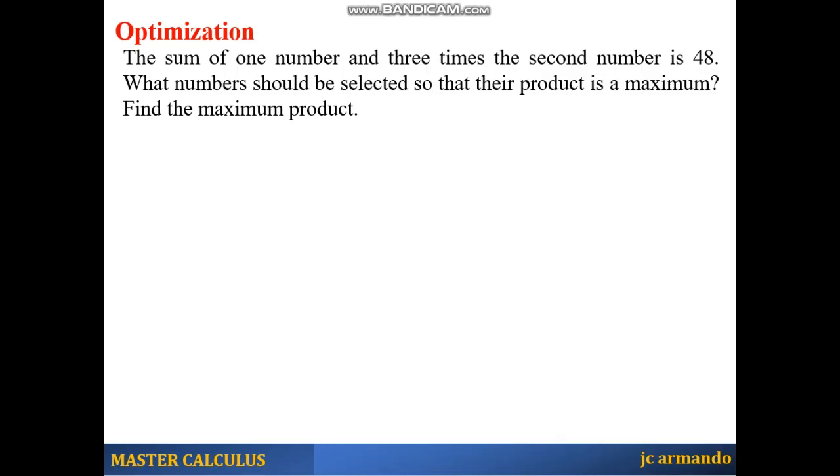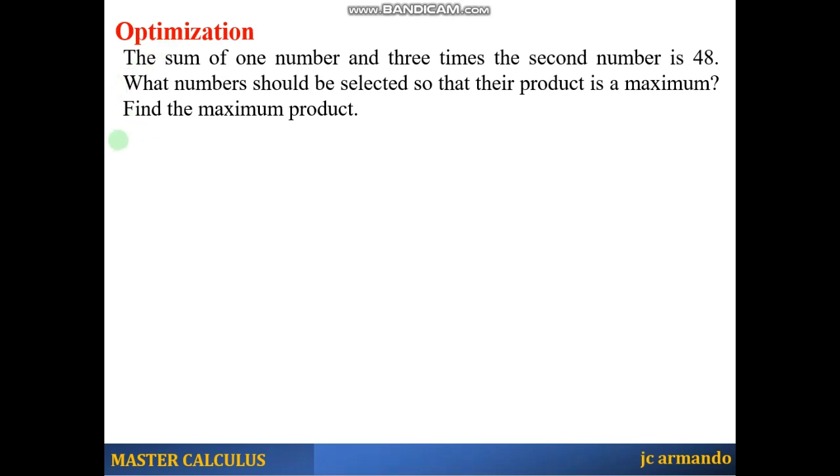Okay, let us now have this first problem. The sum of one number and 3 times the second number is 48. So, what numbers should be selected so that their product is a maximum? Then, find the maximum product. Napakasimple lang ang gagawin natin dyan.